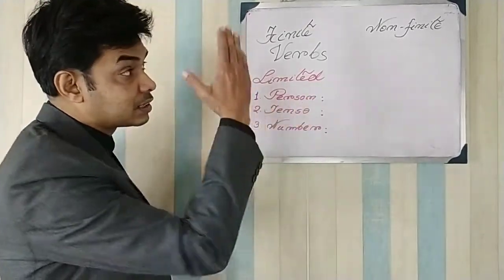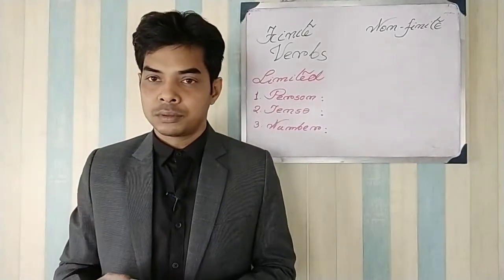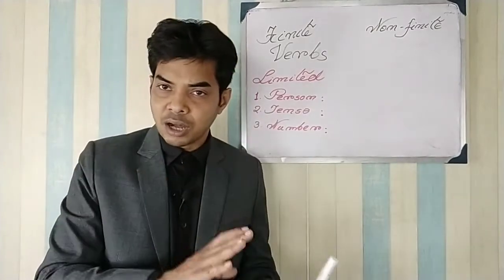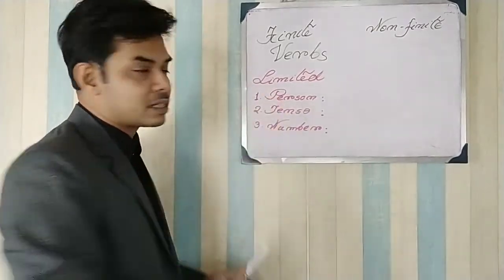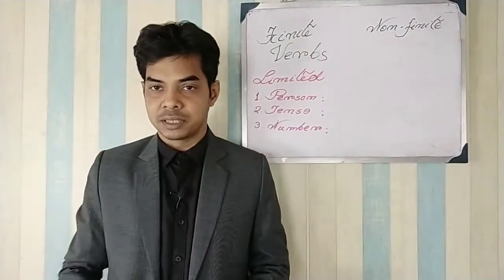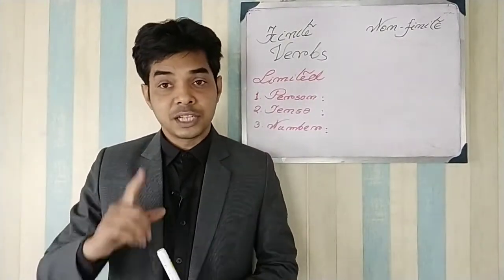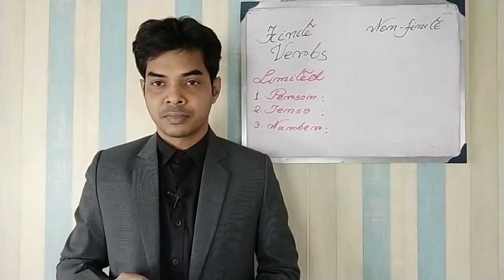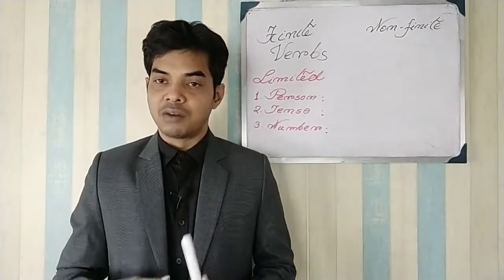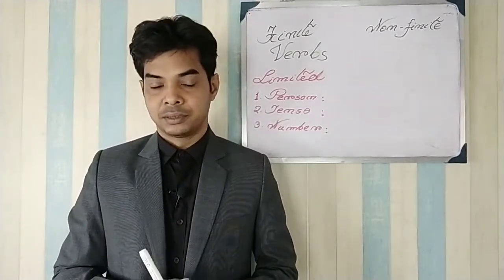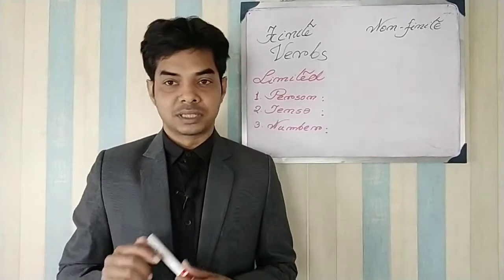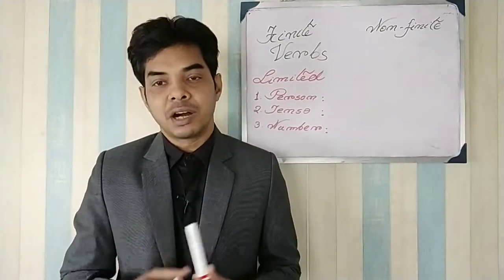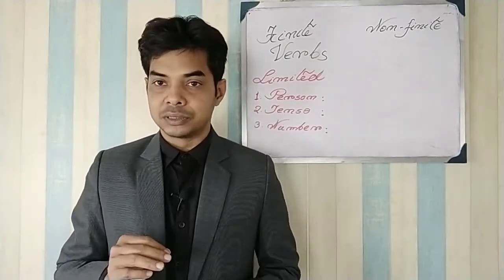Now if you consider non-finite verbs, it's just the opposite. If finite verb is limited, non-finite verb is not limited, it's unlimited. Unlimited means it's not limited in terms of person, number, or tense. Now which person, whose number, whose tense to be considered? Person and number of the subject to be considered, and the tense of the verb, that is the time of the action, to be considered.